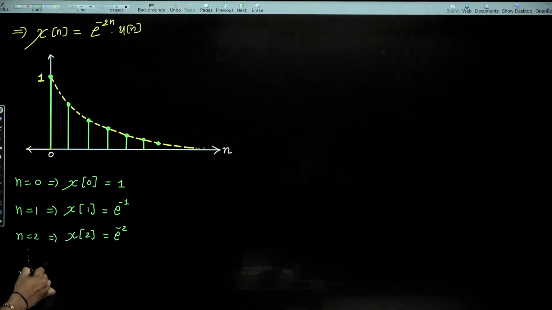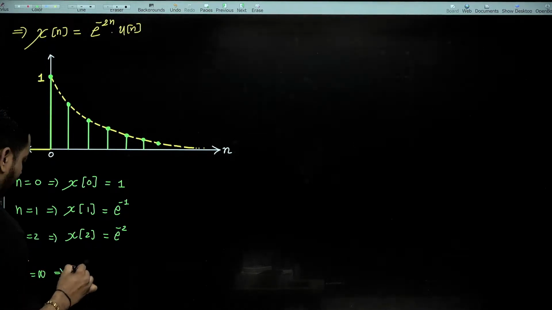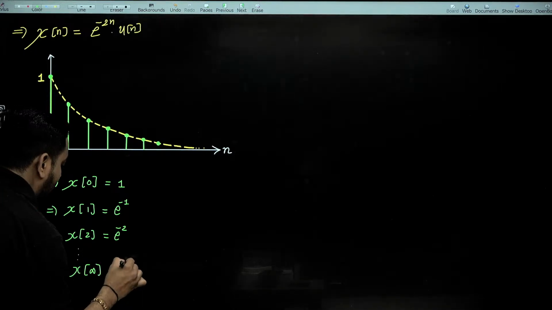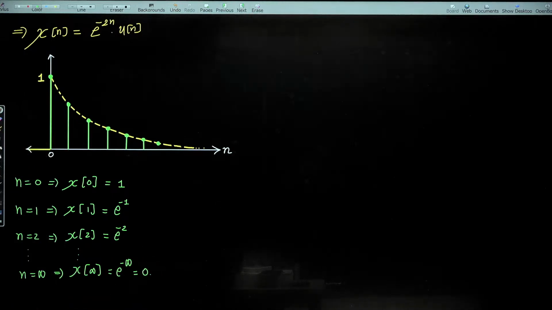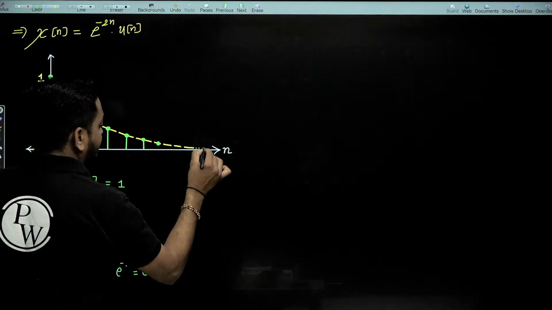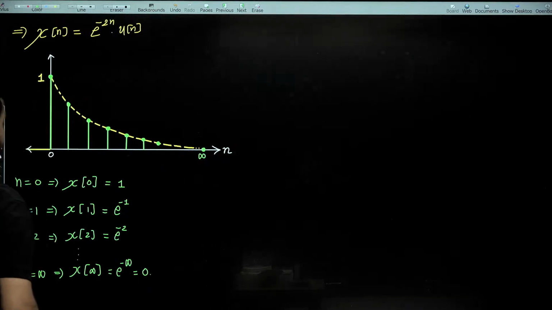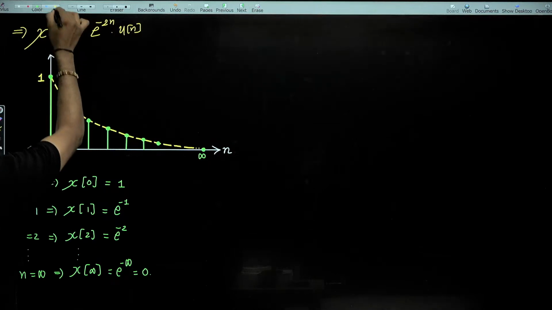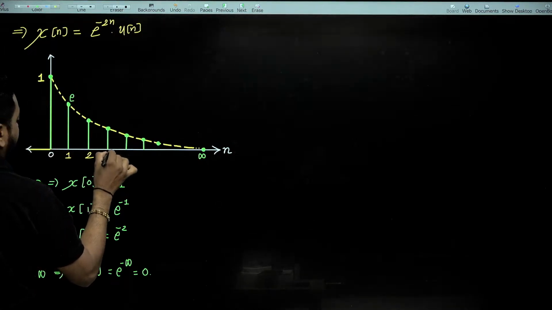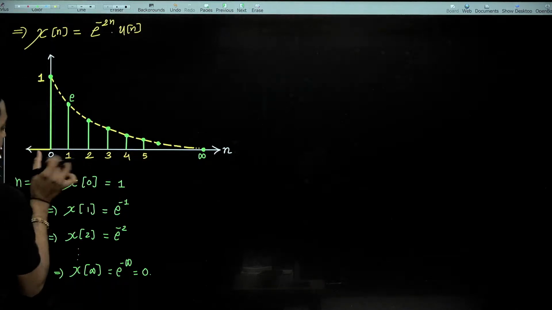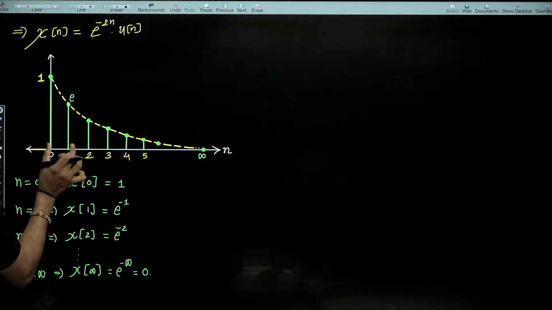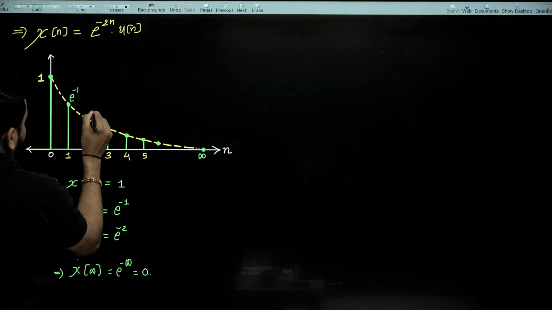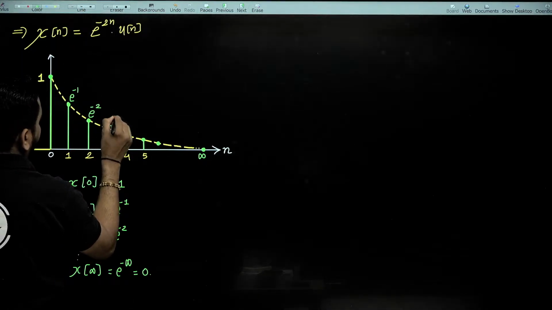Similarly, at n equal to infinite, x of infinite is e to the power minus infinite. So at the last, at n equal to infinite, the amplitude is 0, guys. Here the amplitude is e to the power minus n at n equal to 1, 2, 3, 4, 5. The sampling period is 1 second, which is the duration between two samples. So e to the power minus 1, e to the power minus 2, e to the power minus 3.